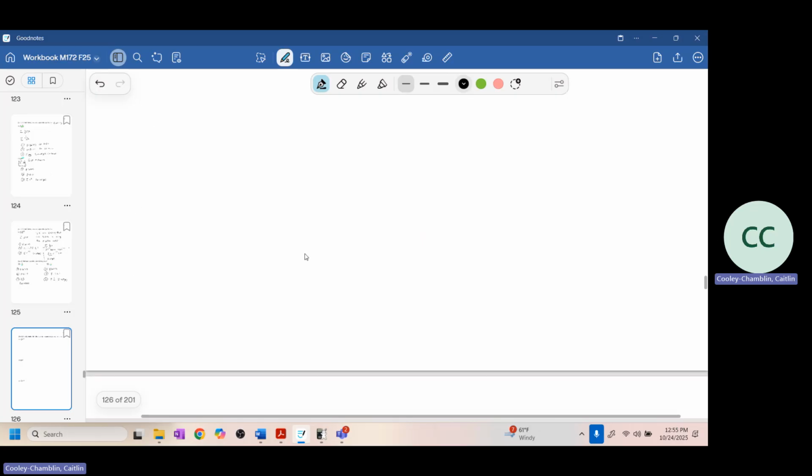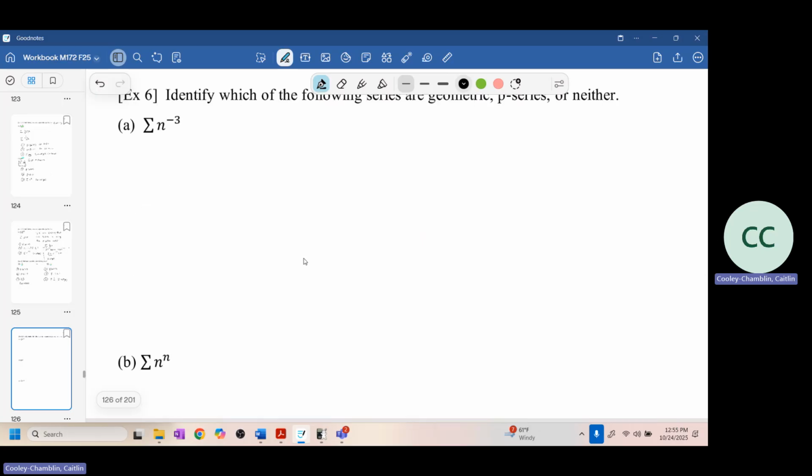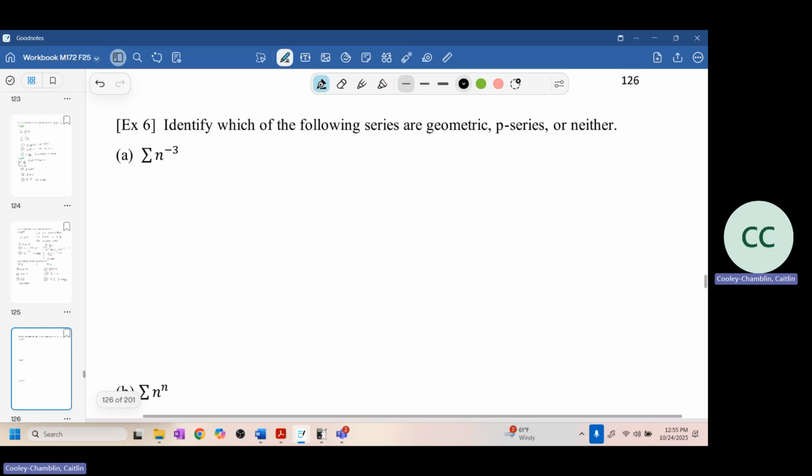Okay, example 6. This is where most people get confused on their test. You'll be given a number of series, and I'm going to ask you, do these converge or diverge? Tell me the test that you're using, tell me the criteria, and then tell me your result. And I'm not going to tell you which test to use. That is your choice. But this is where a lot of people get stuck. What am I using?